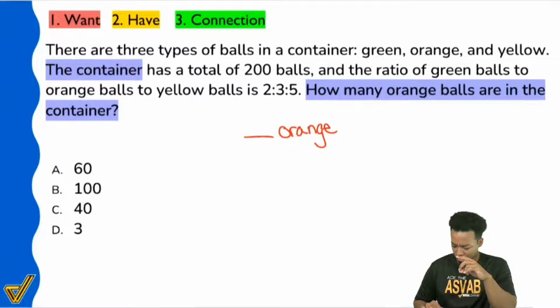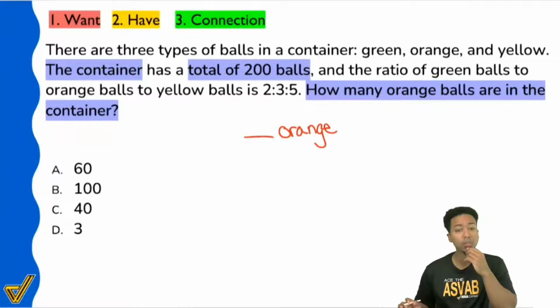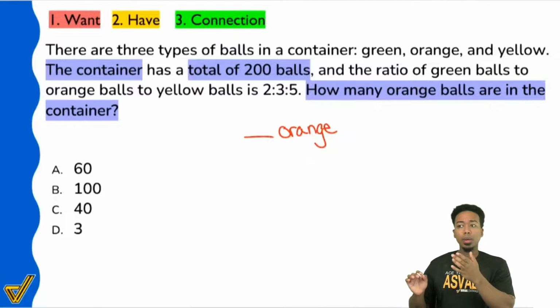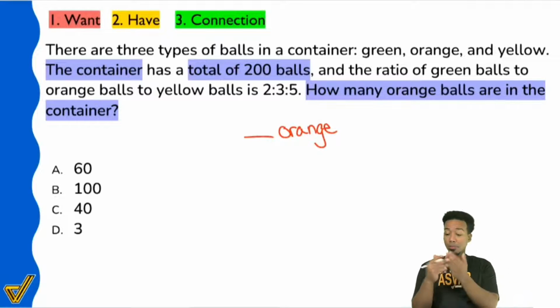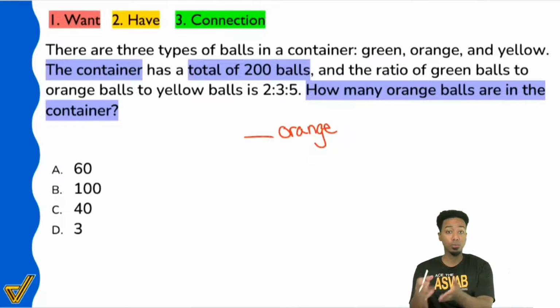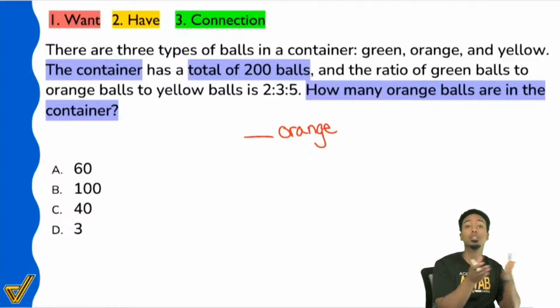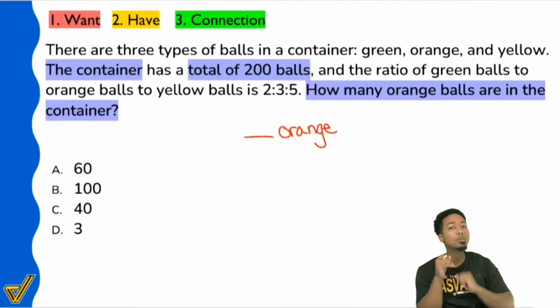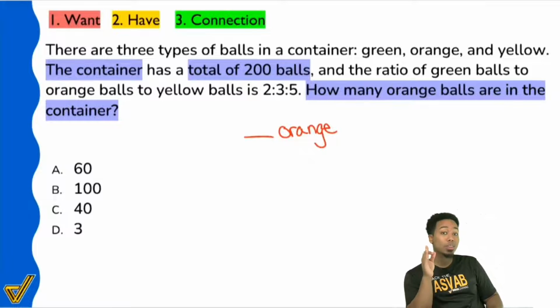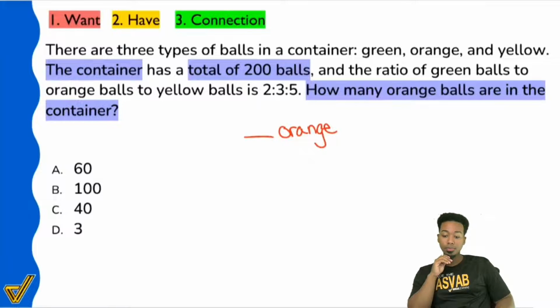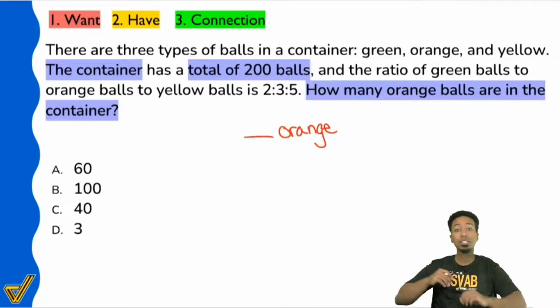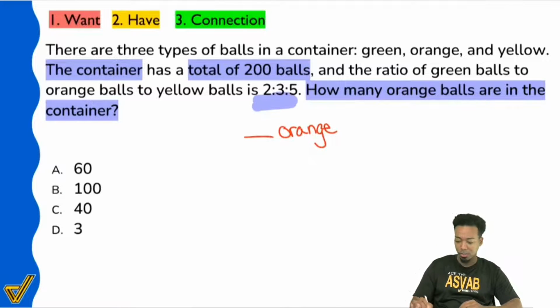Now, let's go right over here. The container has a total of 200 balls. My party people, can we compare those? Can we compare the number of orange balls that we're looking for in the container to the total balls in the container? Can we make that comparison? Yes, we can. The reason that we can make that comparison and not this comparison over here to 2, 3, and 5 is because guess what, everybody?